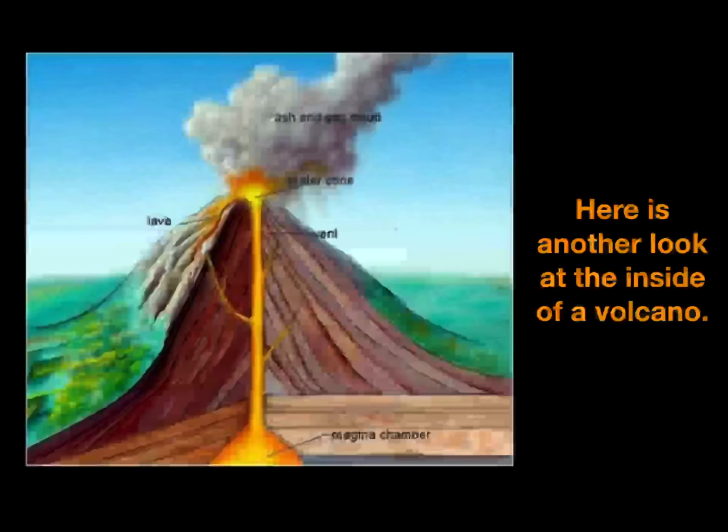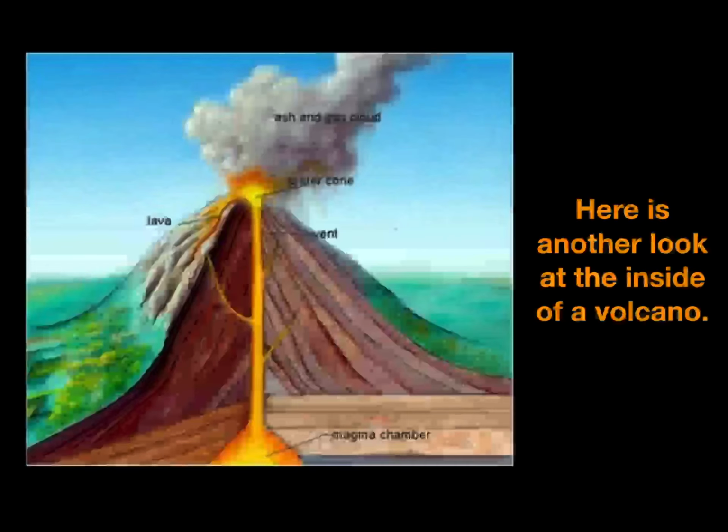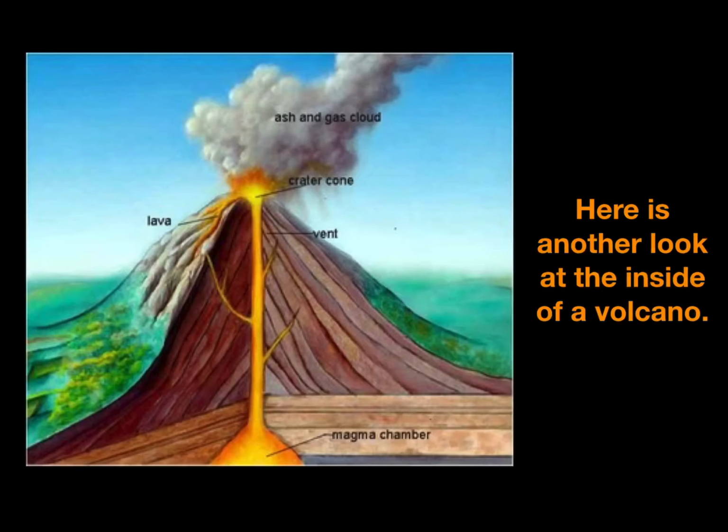Here's another look at the inside of a volcano, this time with more of a realistic drawing. You can see the sides of the mountain with the green and the rocky portions. Still, we see that long tube or straw-like vent that's reaching down into the layers of the crust and the mantle to reach the magma chamber, which is bringing the lava and the magma up to the top of the volcano at the crater.